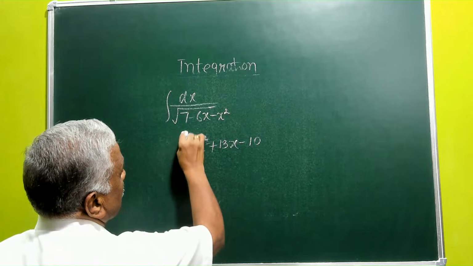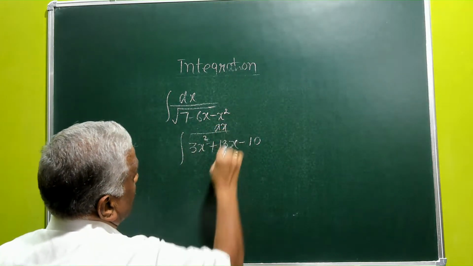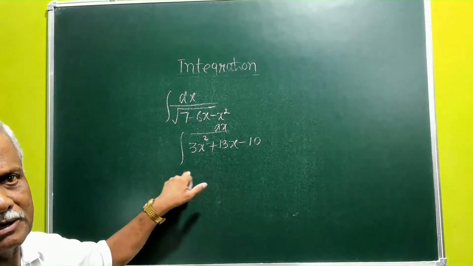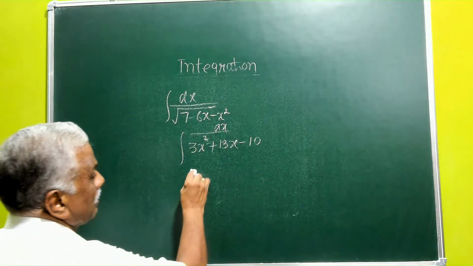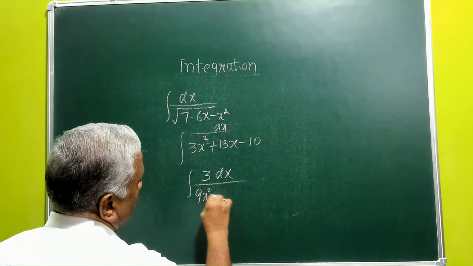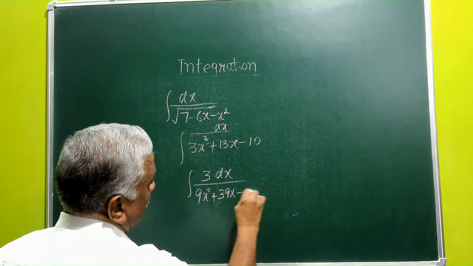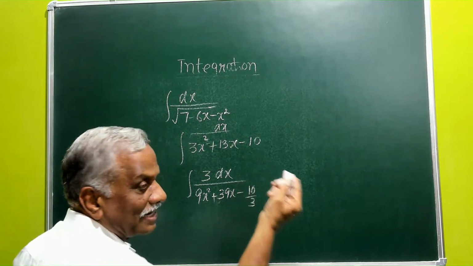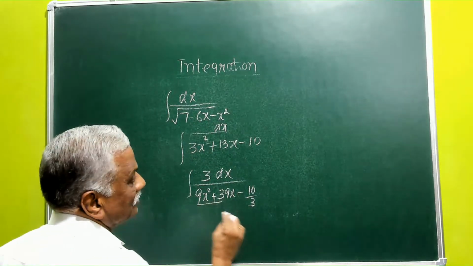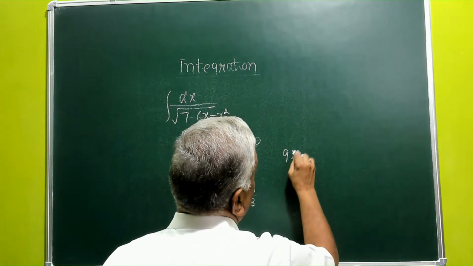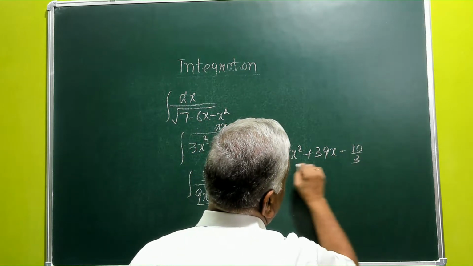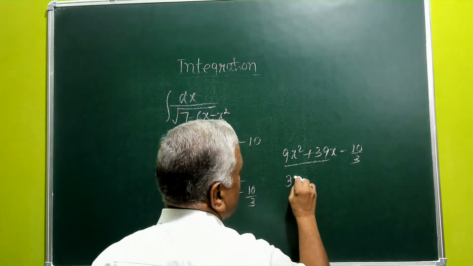So what we do in the examination, when the problem is given like this, when you multiply by 3, you should multiply the numerator also by 3. So we write 3 dx over 9x square plus 39x minus 10 by 3. You can't avoid the fraction. Somewhere the fraction will definitely come. But let us look at this. You have got 9x square plus 39x minus 10 by 3. Just you have to write 3x. There is no other way.